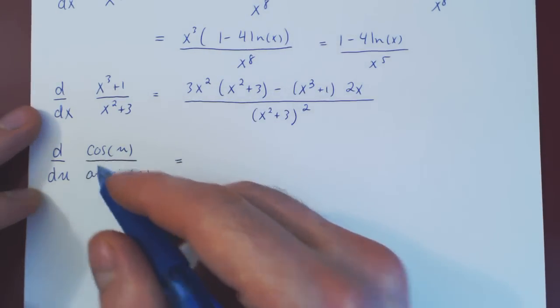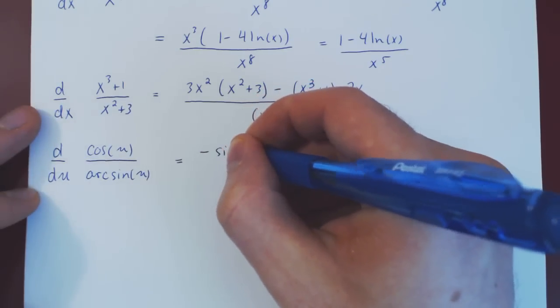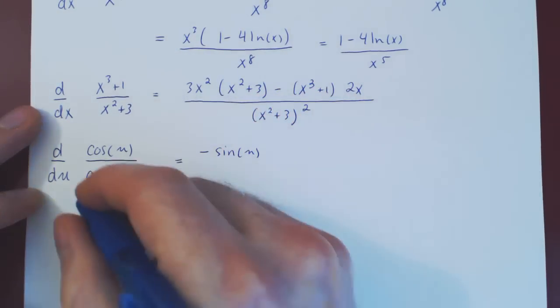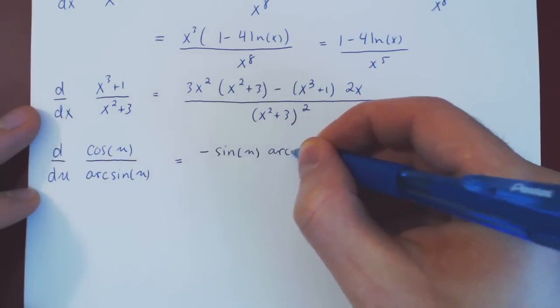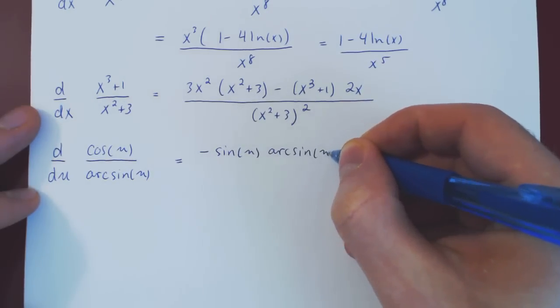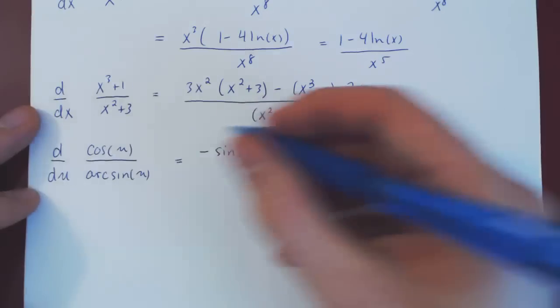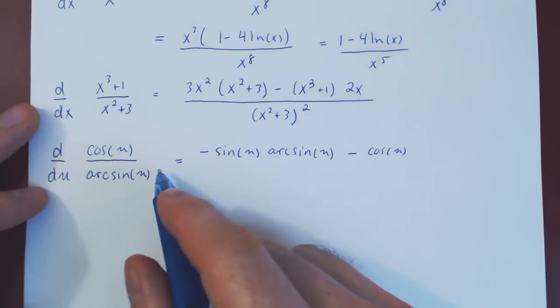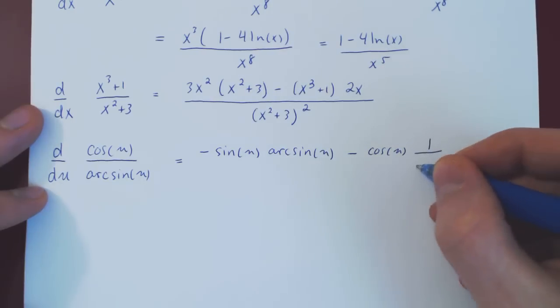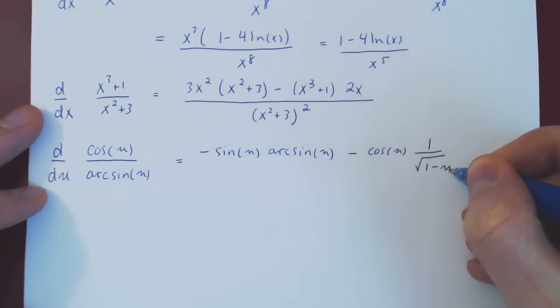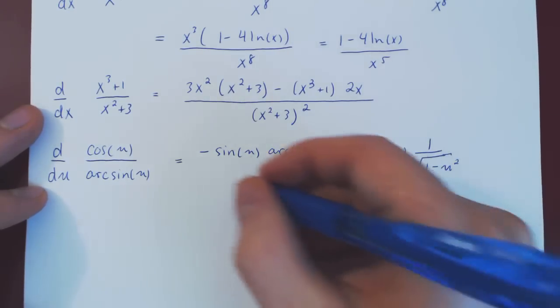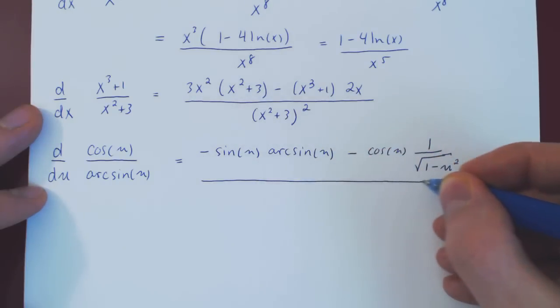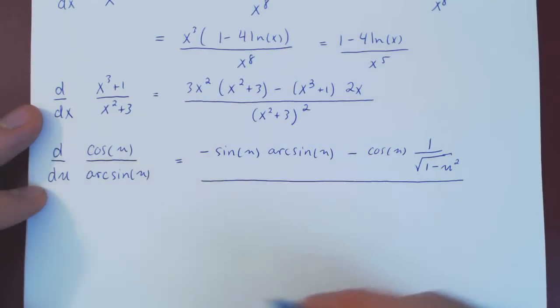The derivative of cosine is negative sine times arc sine of u minus the numerator, cosine of u, times the derivative of arc sine of u, which is 1 over the square root of 1 minus u squared. And this is all over arc sine of u all squared.